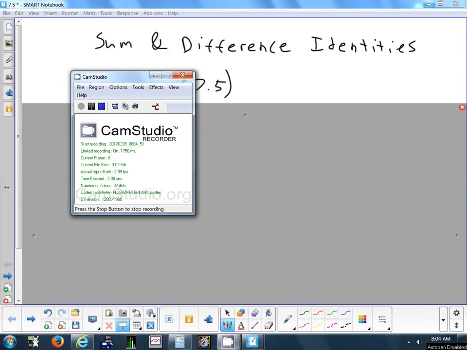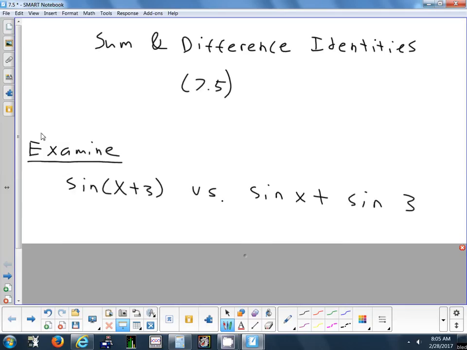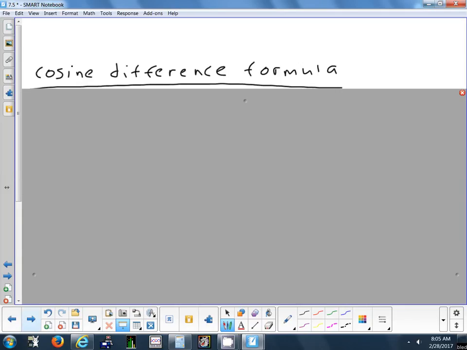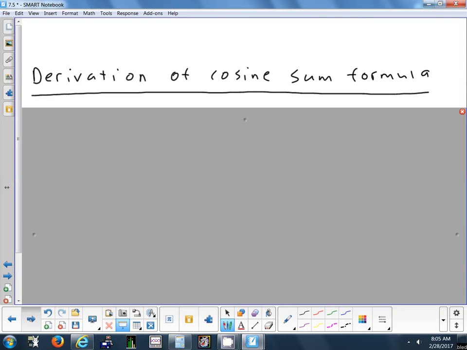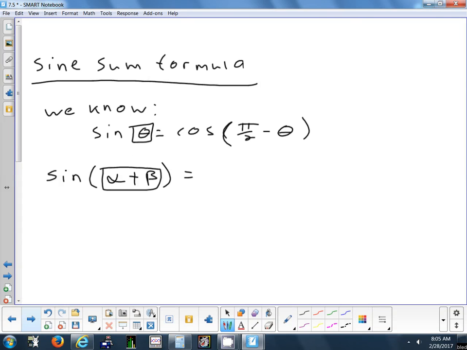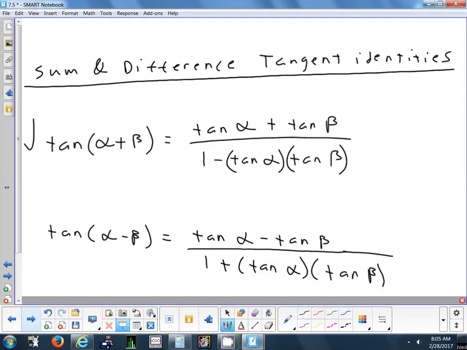All right, so we're going to finish up section 7.5. We had started it yesterday, got through most of it, but we'll finish it up today. So we started by looking at the sum and difference formulas for sine, cosine, and tangent. Some of them we derived. A couple of them I just gave to you, because if we derive every single formula, it starts to take a really long time.